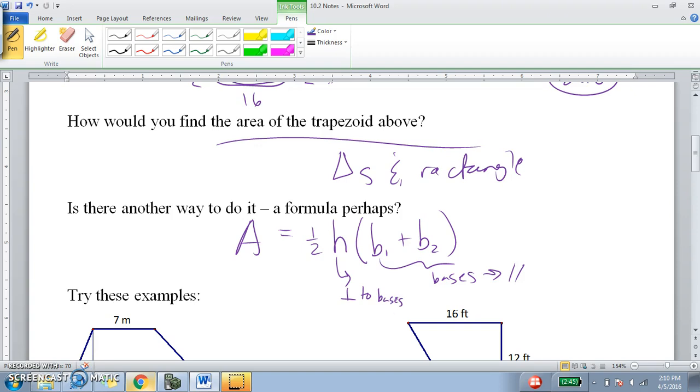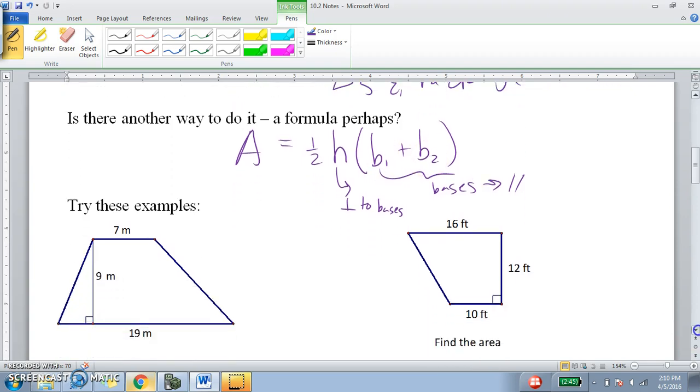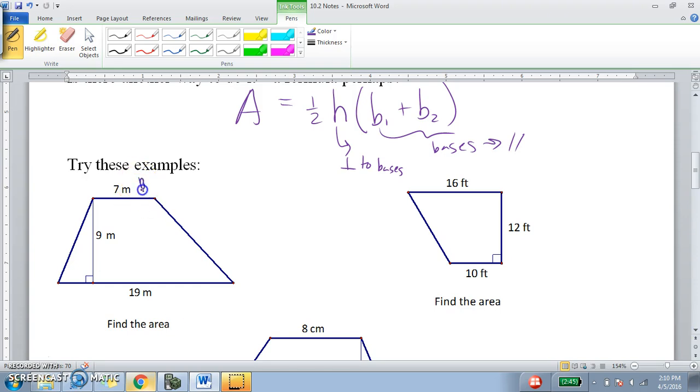Okay, so usually it's drawn in for us, sometimes it's not, sometimes we have to find it. So the height, just like with a triangle, needs to be perpendicular to the bases, and then B1 and B2 are just the two bases. So for example, B1 and B2 would be 7 and 19 for this trapezoid, and the height, it gives it to us right here, is 9.